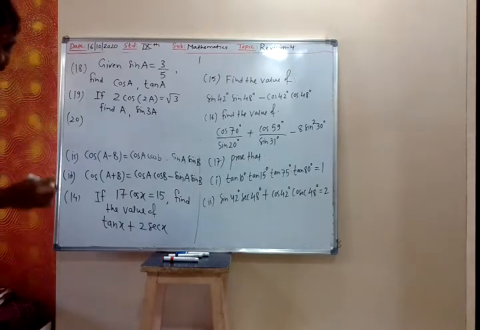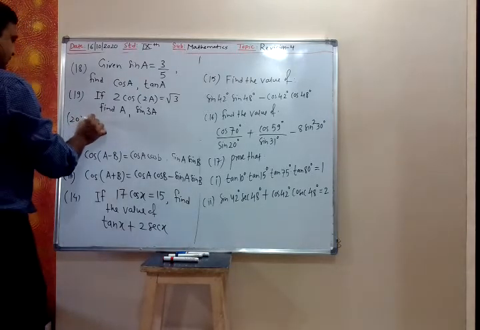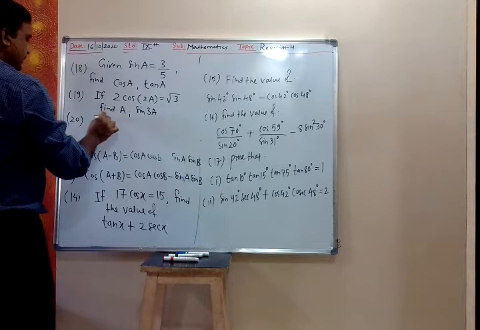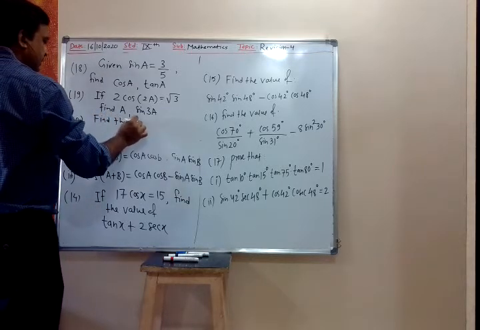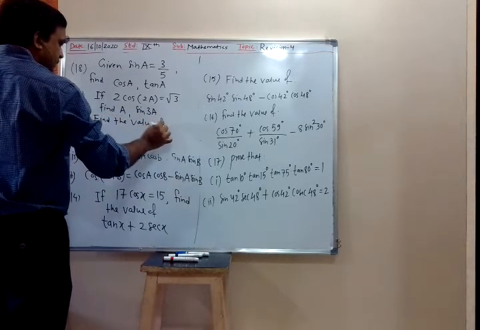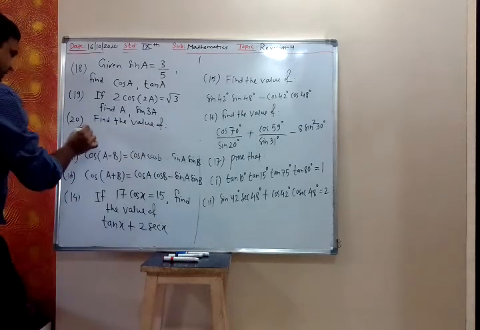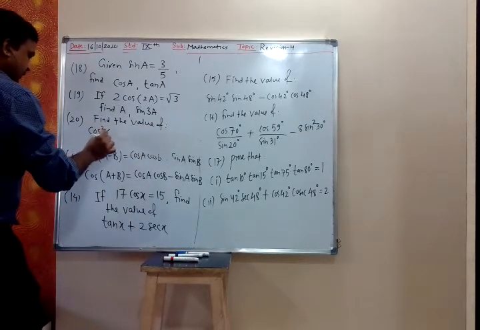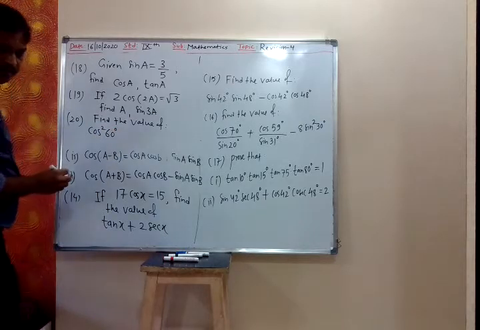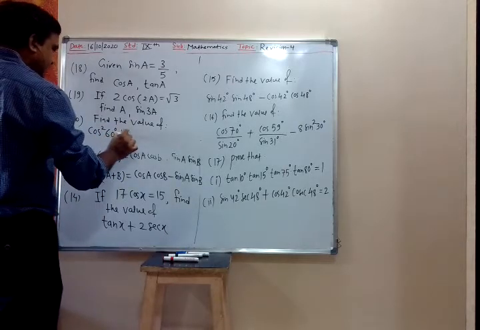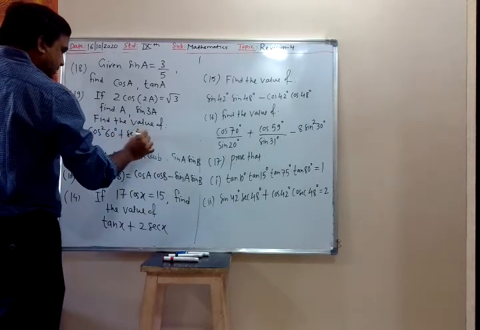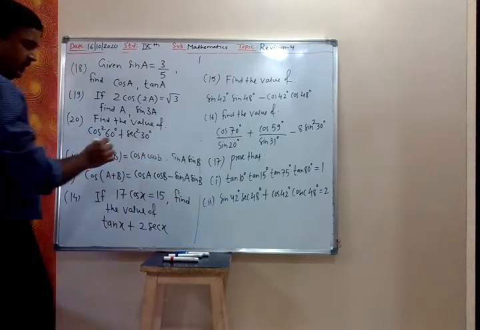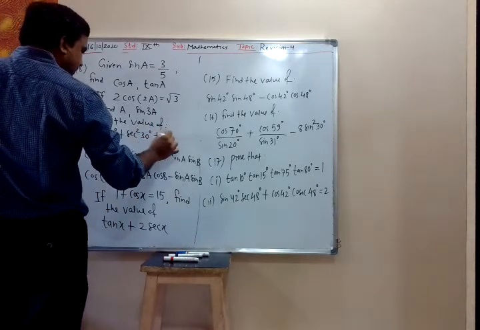Find the value of cos square 60 degree plus sec square 30 degree plus tan square 45 degree.